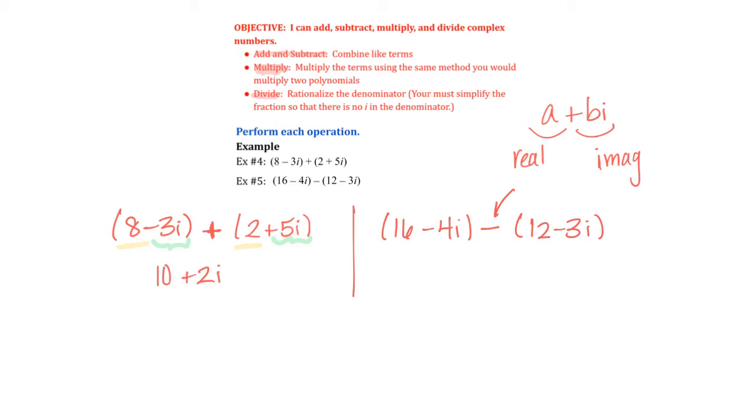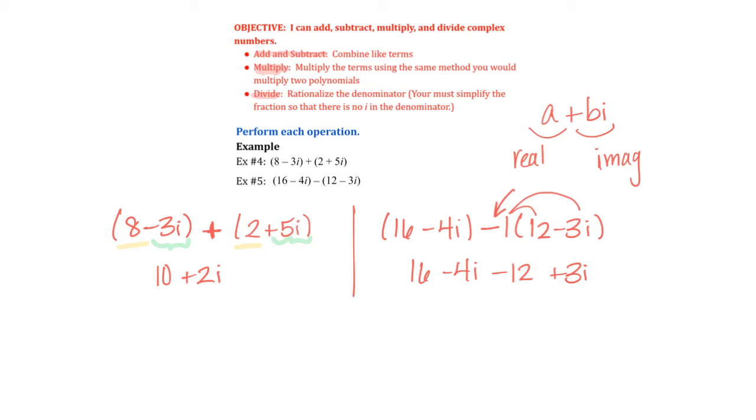Now, you are subtracting a binomial, and when we subtract binomials, we have to distribute that because truly that is a negative 1 as a coefficient. So I'm going to rewrite that as 16 minus 4i, negative 1 times 12 gives me a negative 12. Negative 1 times negative 3 is going to give me a positive 3i.